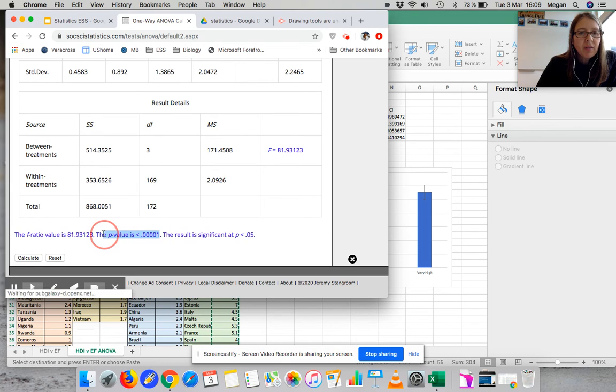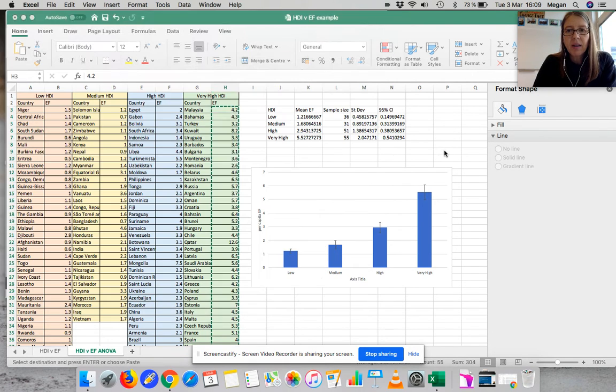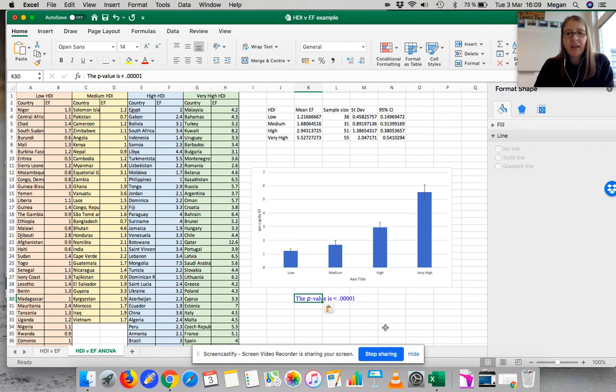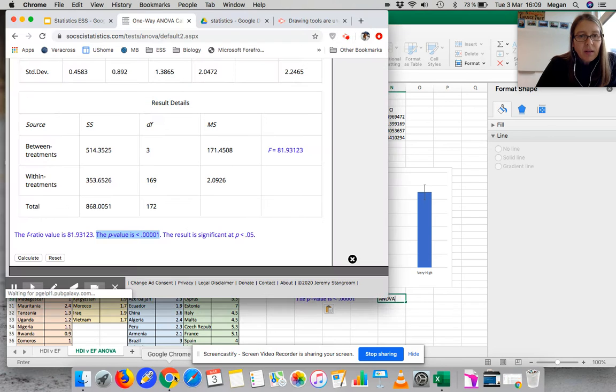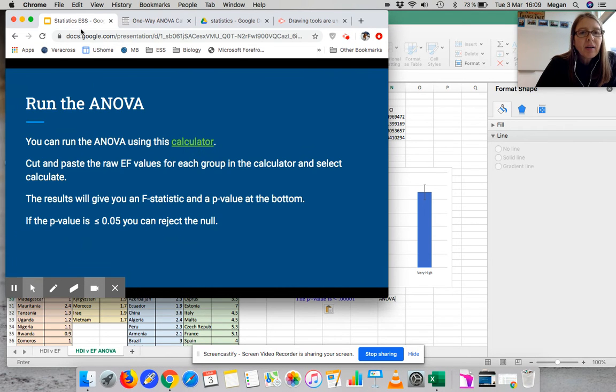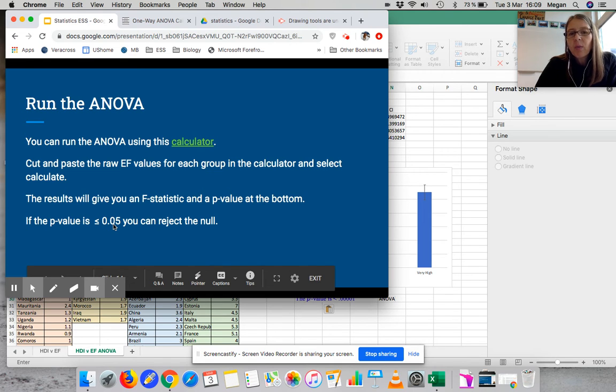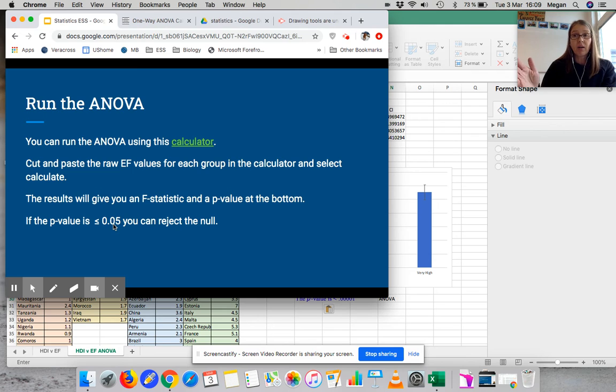So see this p-value here? It's less than 0.00001. So I'm going to just copy that and I'm going to stick it down here so I have it. That's our p-value for our ANOVA, right? And if you remember, when we were back on our slides, if our p-value is less than or equal to 0.05, we can reject the null. And the null was basically saying all values are equal. But that's not the case because we're rejecting our null, so they're not all equal.